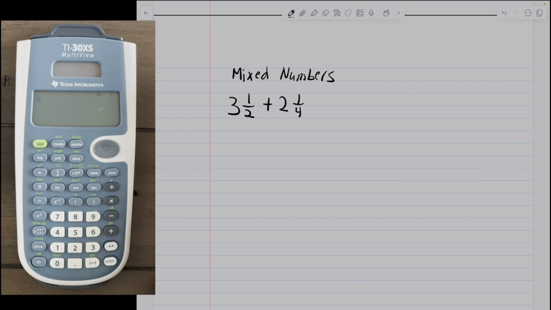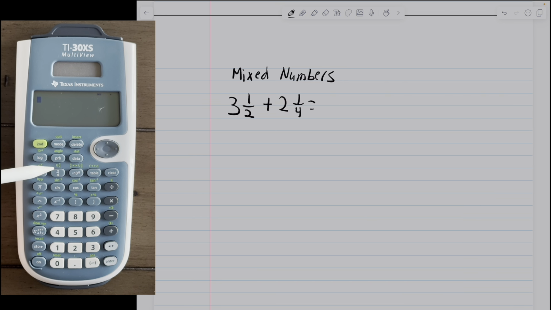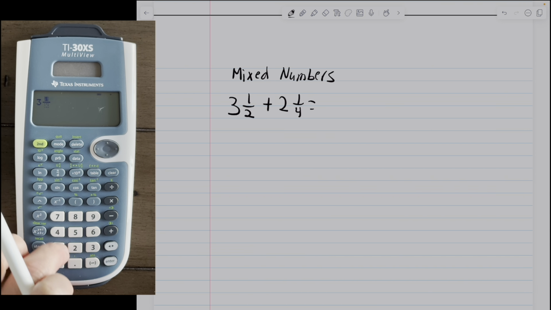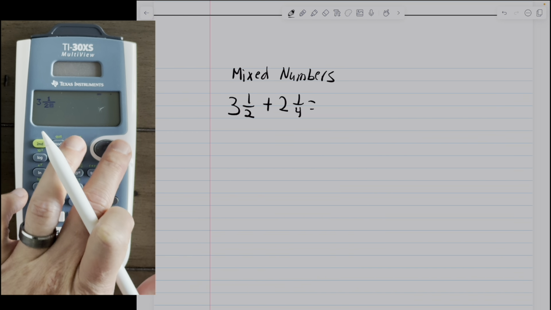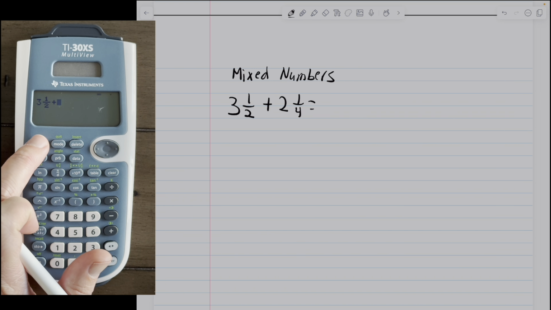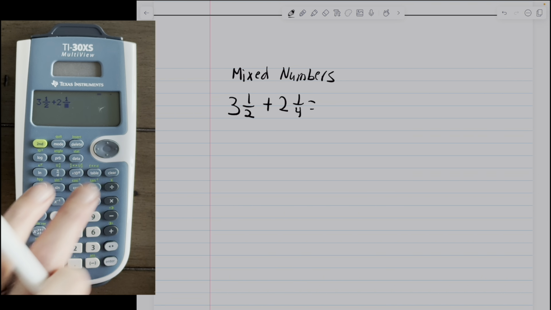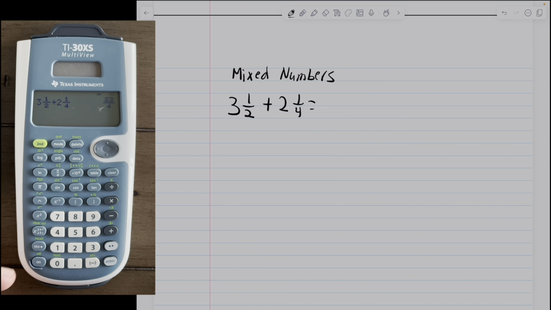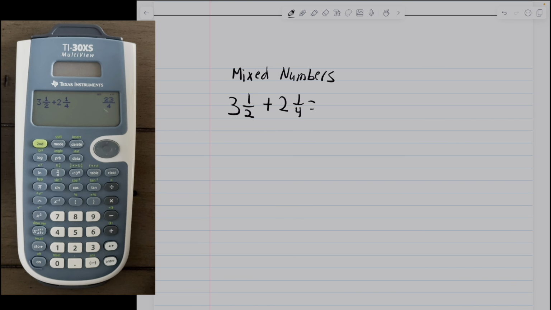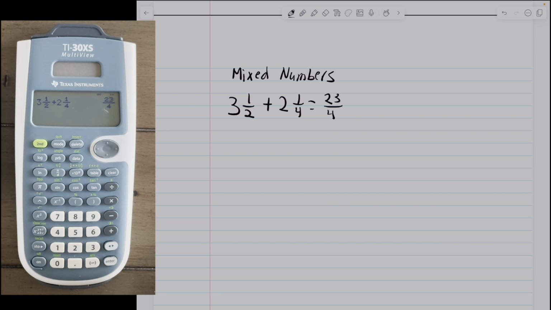Okay, let's try that. To do a mixed number, you have to hit second first and then N over D. So if you hit second N over D, now you have a place to do a mixed number. You can put the whole number here, 3, arrow in, 1 half, plus, and then again, second, N over D, 2, 1 over 4. Enter. Now, it will give you the answer this way, equals 23 over 4.